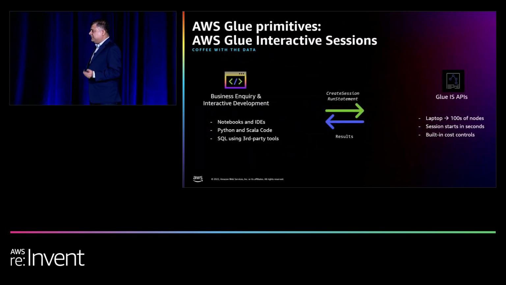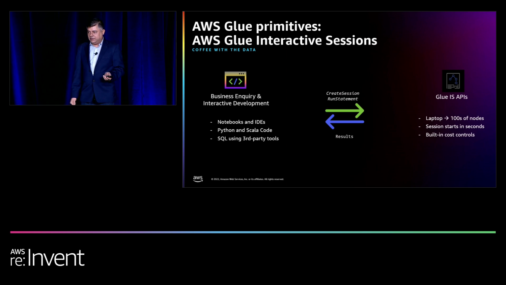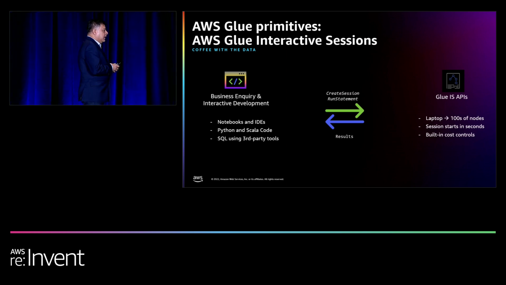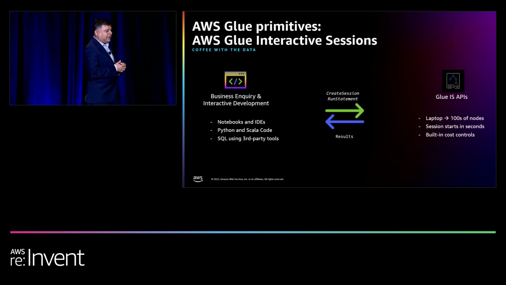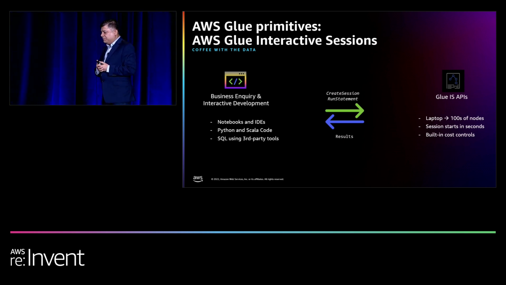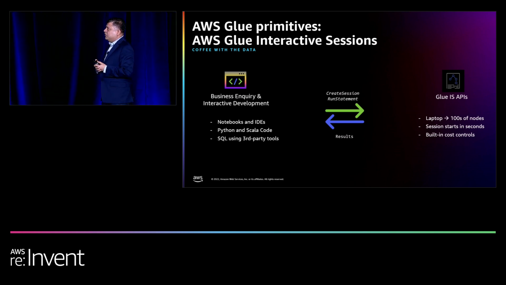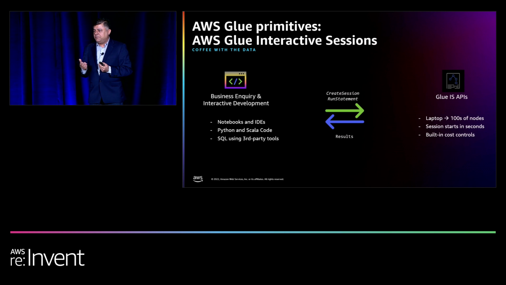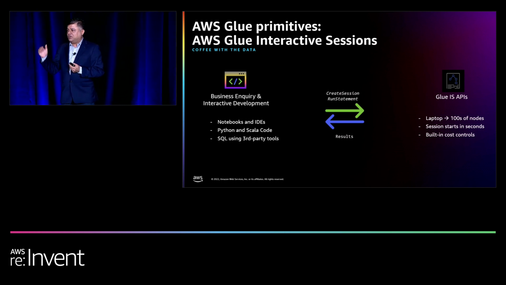This is a new primitive. This is something which we launched 6 months ago during SFO Summit. We call it Glue Interactive Sessions. The idea here is that as a developer, or actually even as a visual user, the probability of success for your job goes high if you can evaluate that job in real time.